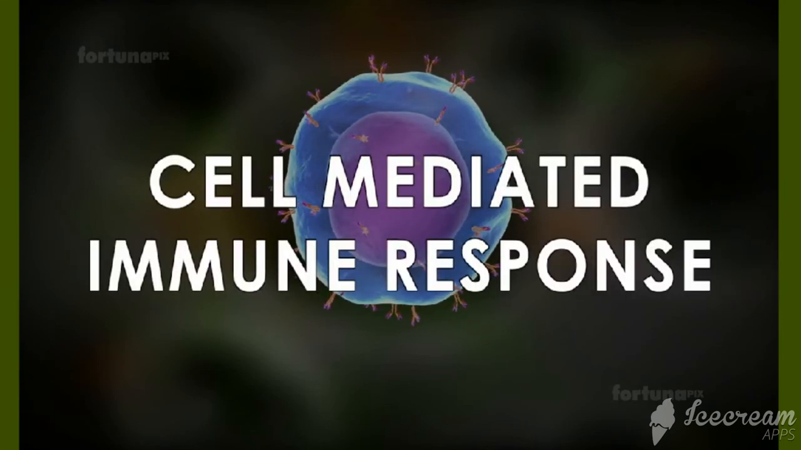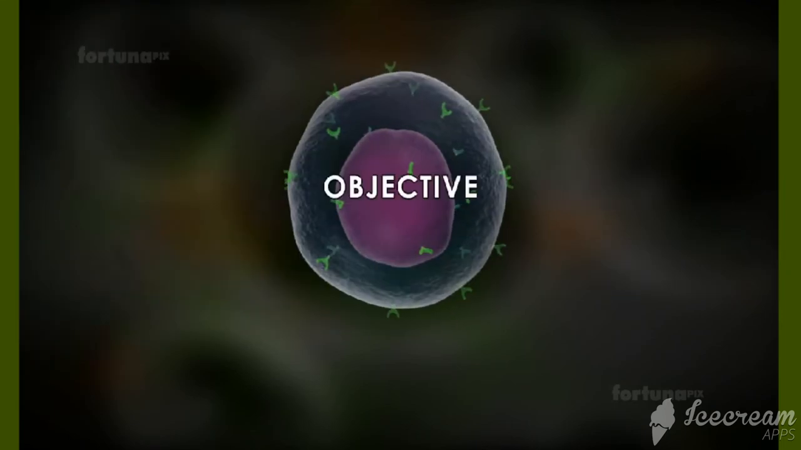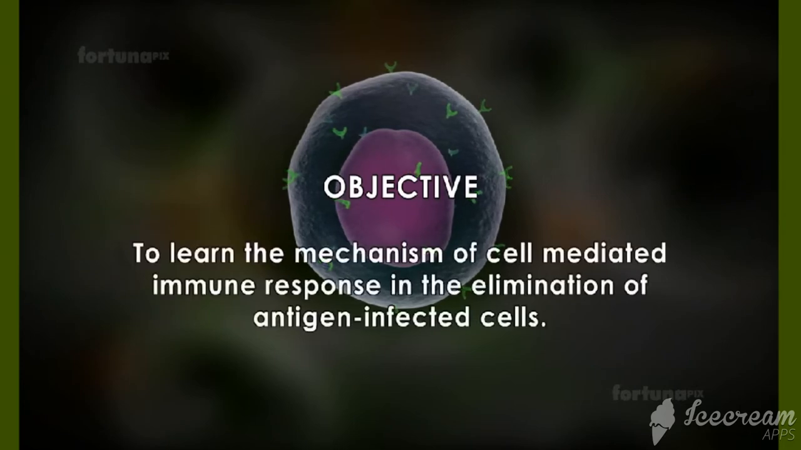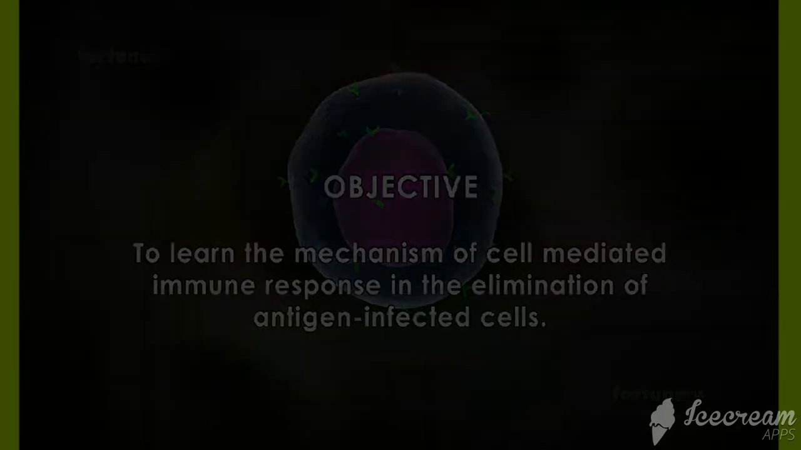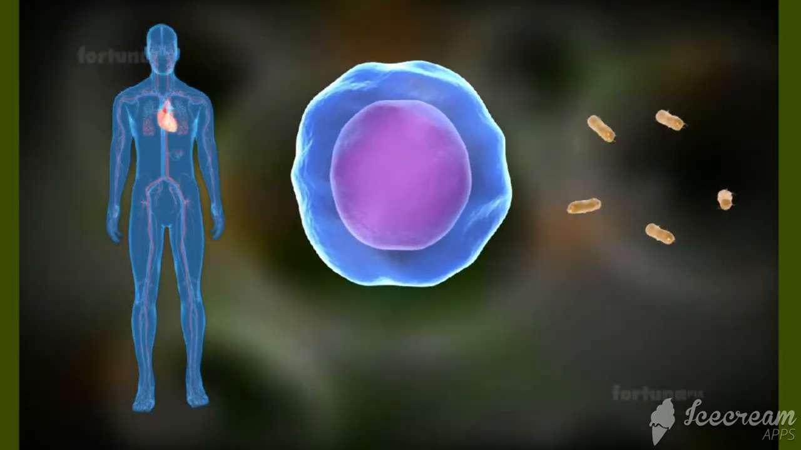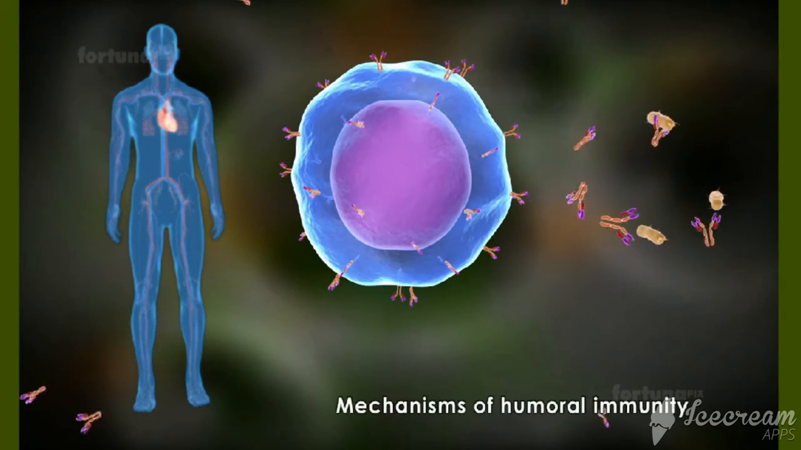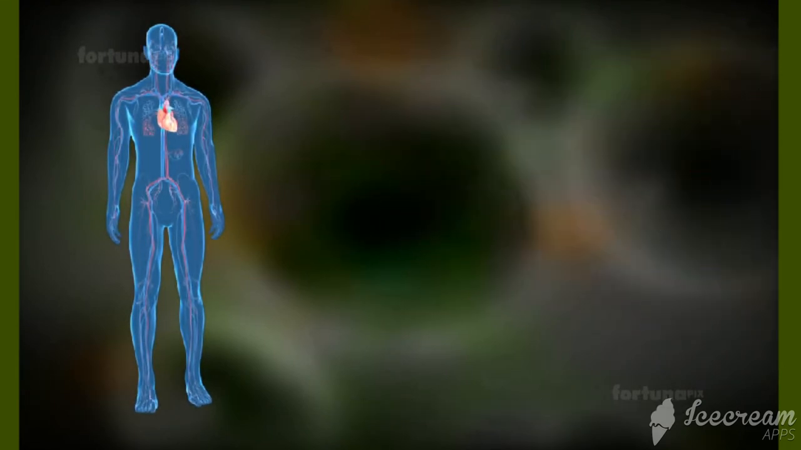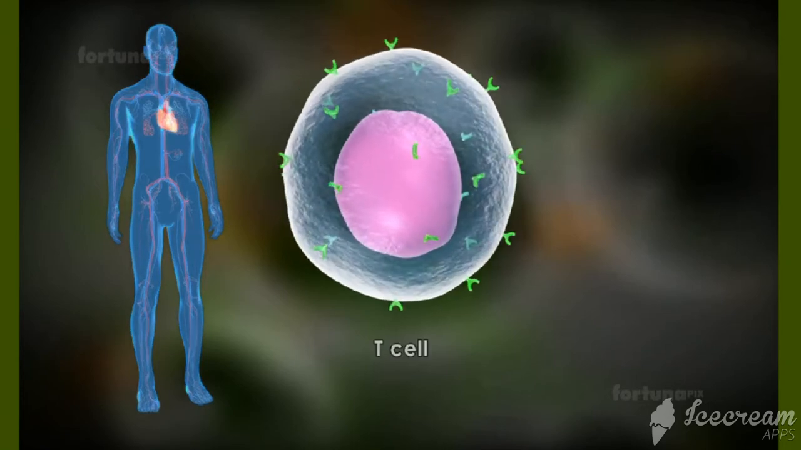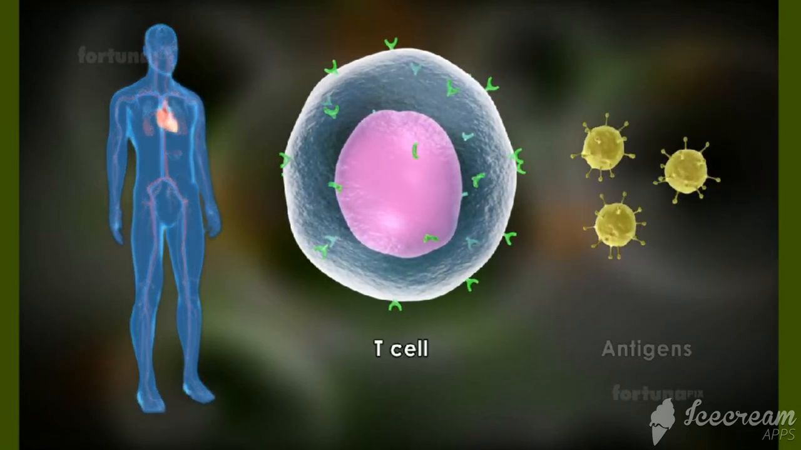Cell-mediated immune response. Objective: to learn the mechanism of cell-mediated immune response in the elimination of antigen-infected cells. In another session, we described mechanisms of humoral immunity. In this session, we will discuss how T cells recognize and respond to foreign antigens.